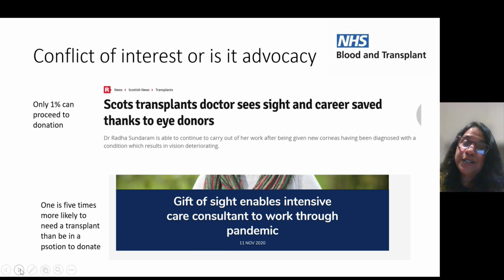So I started this work in 2008, but in 2015, my vision started deteriorating. And the only solution for me was corneal transplants. But thankfully, because of the generosity and courage of 2 families who during their greatest grief said yes to donation, I received corneal transplants in 2015, which has enabled me to continue to do my work in intensive care, work through the pandemic, be a frontline worker, be a mother, be socially and economically productive.